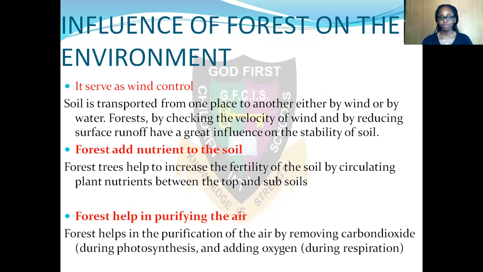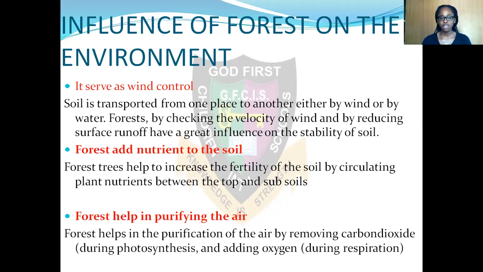So we move ahead. It serves as wind control. The trees in the forest help in controlling the wind by reducing and checking its velocity, and by reducing the surface run-off of the wind, and it makes for the stability of the soil. It influences the stability of the soil.